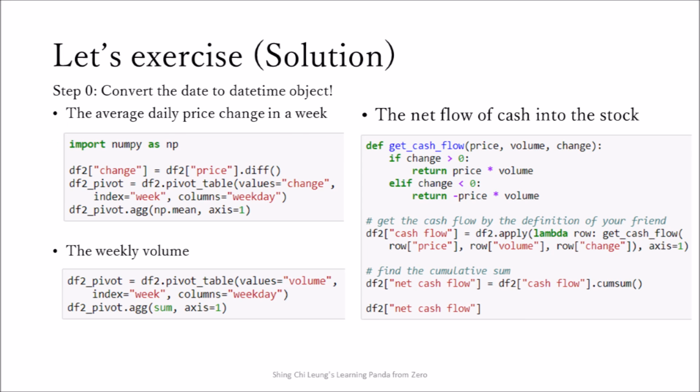Then we do another column operation by the method cumsum. That is the abbreviation of cumulative sum. For each row, this method finds the sum along the column from the first row to the particular row. For example, for row 10, this method sums up all the data along column cash flow from row 0 to row 10.